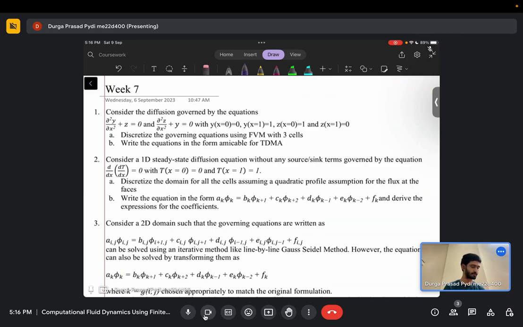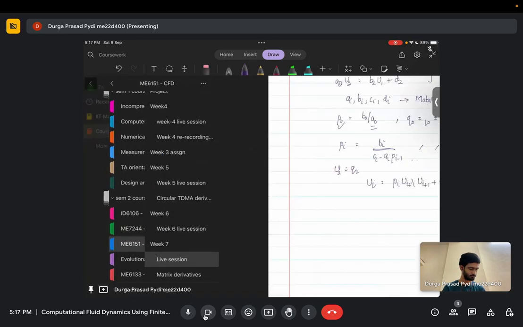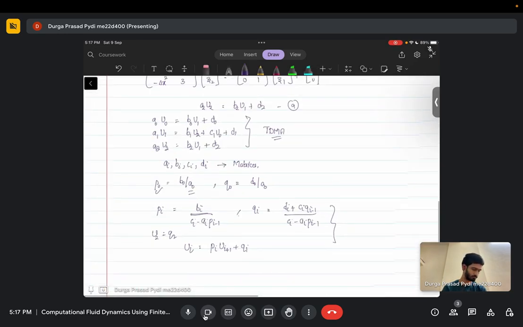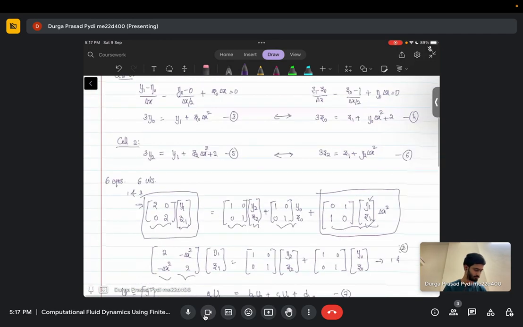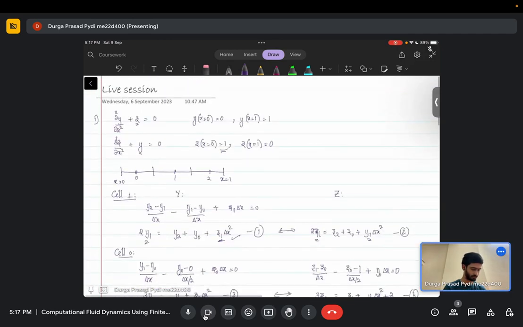So we discretize with 3 cells, and then I have a doubt here. Yeah, sure. How did you write d square u by dx square into the algebraic form? This part? Yeah, it's just the standard way. When you integrate here, it will be the integral of d square u by dx square dx plus the integral of z dx.